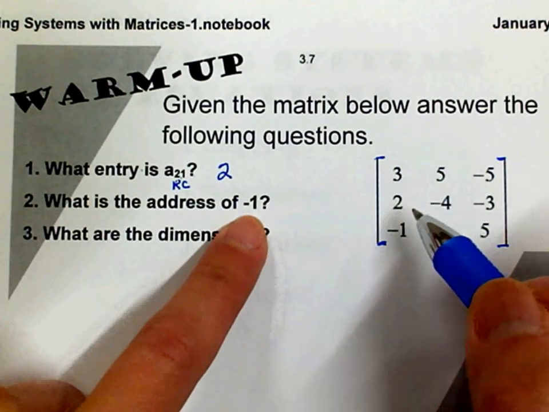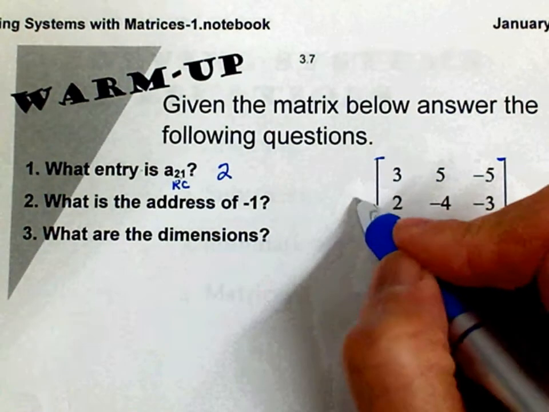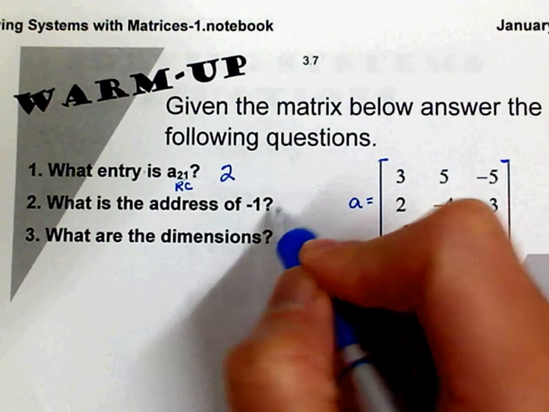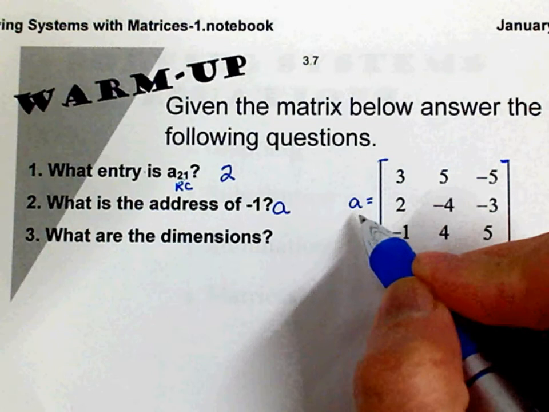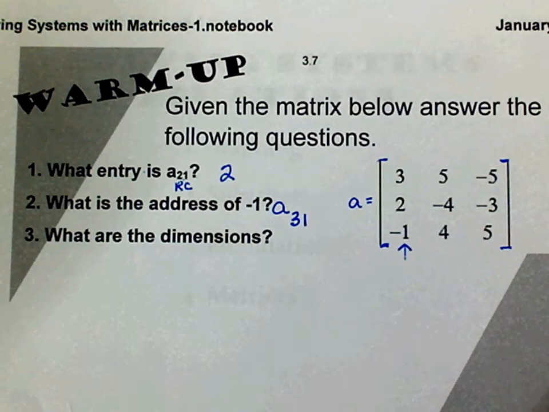What is the address of -1? So here's -1, okay? We're going to call this matrix A. And it says, what is the address of -1? Well, the matrix is A, because I didn't name it, so I'm going to name it A. It's in the third row, first column, just like that.